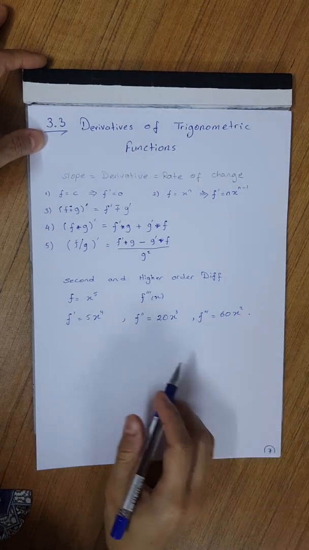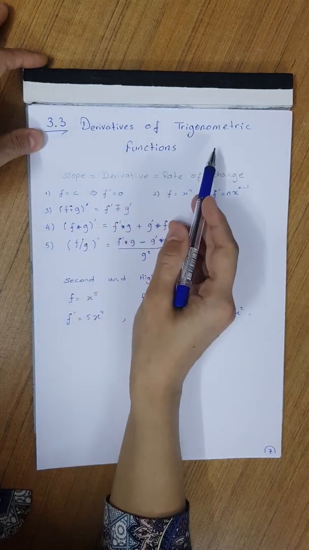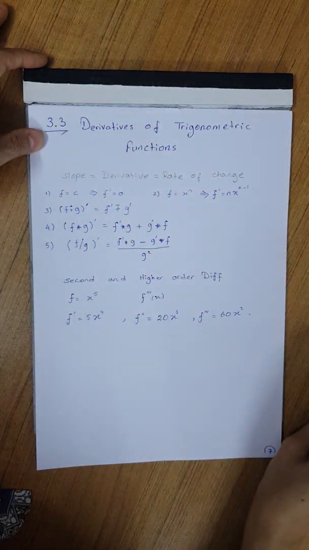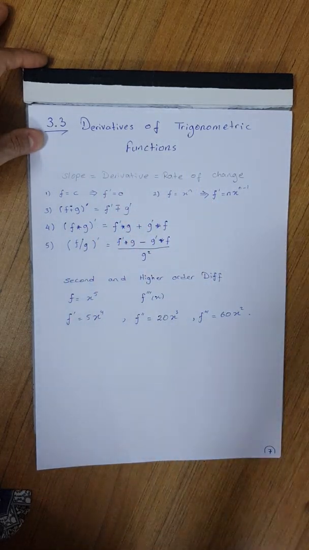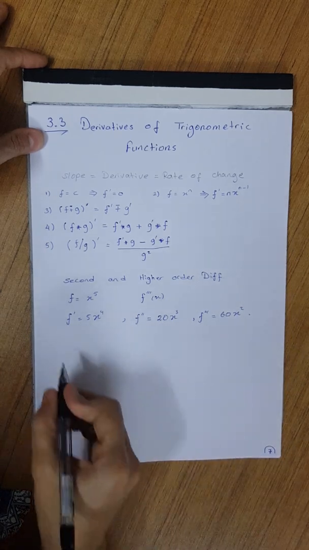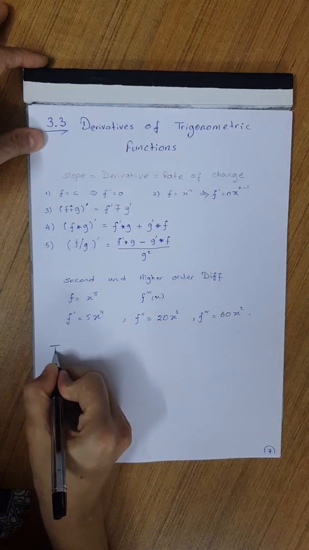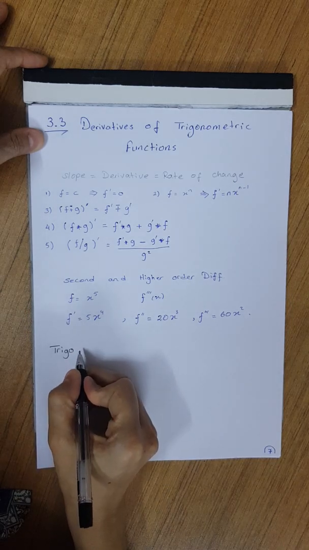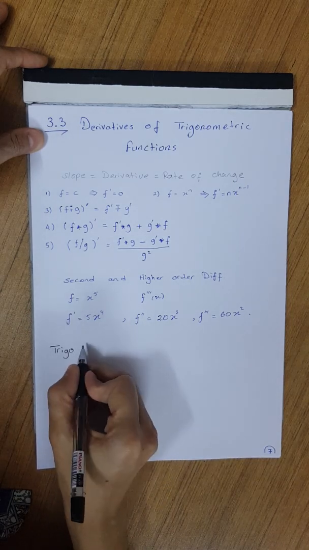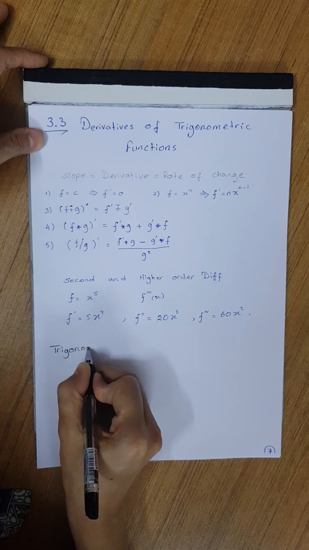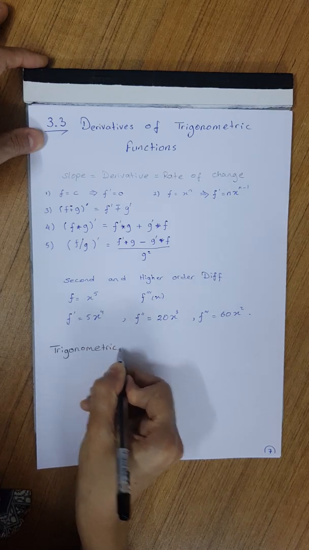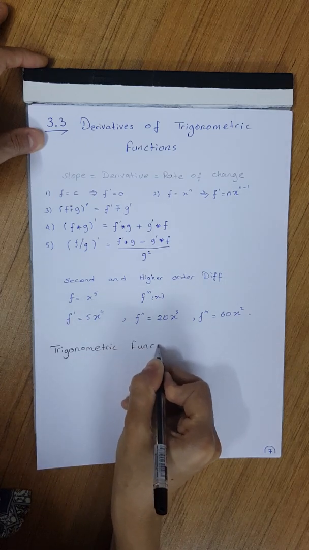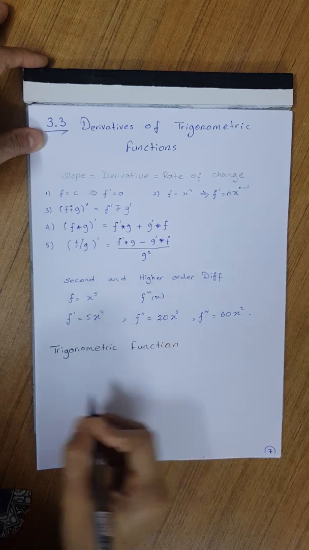Now we are coming to the derivatives of trigonometric functions. What do we mean by trigonometric functions? You already know that we have 6 trigonometric functions. Let us give a quick review of the trigonometric functions. We have 6 trigonometric functions.